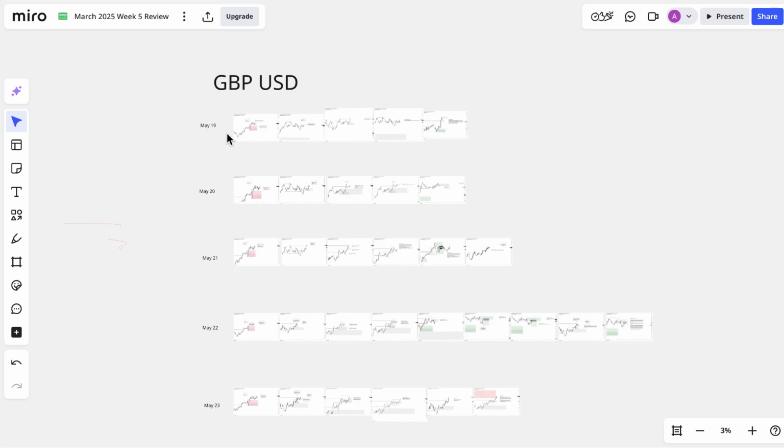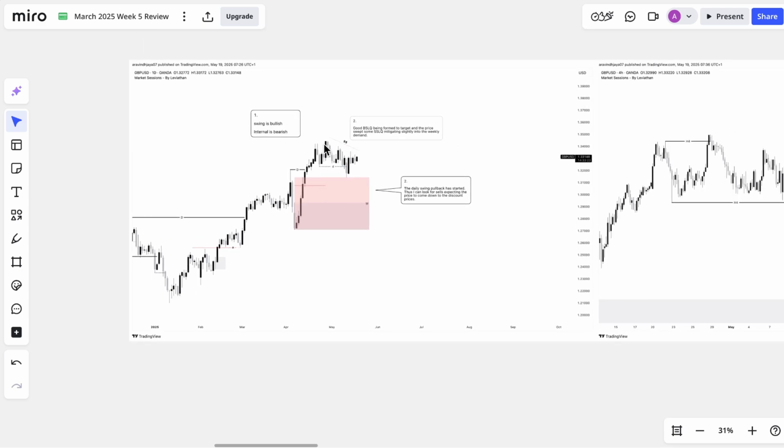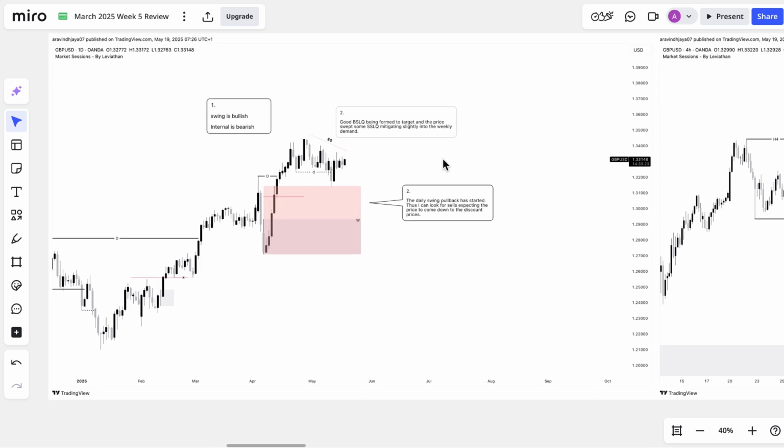Let's jump into the daily chart on May 19 and analyze what is happening on the daily chart before moving into the lower time frames. Taking out my pen tool, here you can see that the swing structure is bullish and the internal is bearish, and the price is forming buy side liquidity above. Also, the price has mitigated into the weekly demand zone. So anytime the price can push up to take out all this buy side liquidity and then take out this weak swing high.